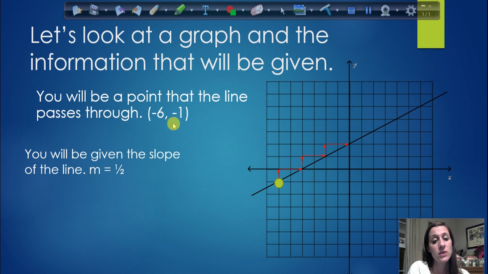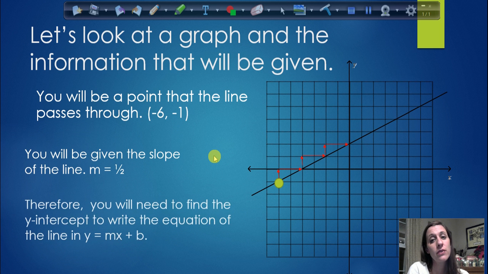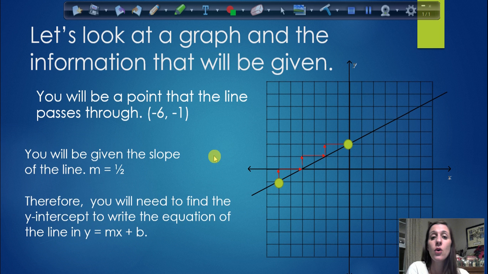So you would start with your point, and then you would take your slope and you would go up 1/2, and you would just keep working through your graph until you found the y-intercept. Once you know what the y-intercept is, then you can write an equation of a line in slope-intercept form, which is y equals mx plus b.